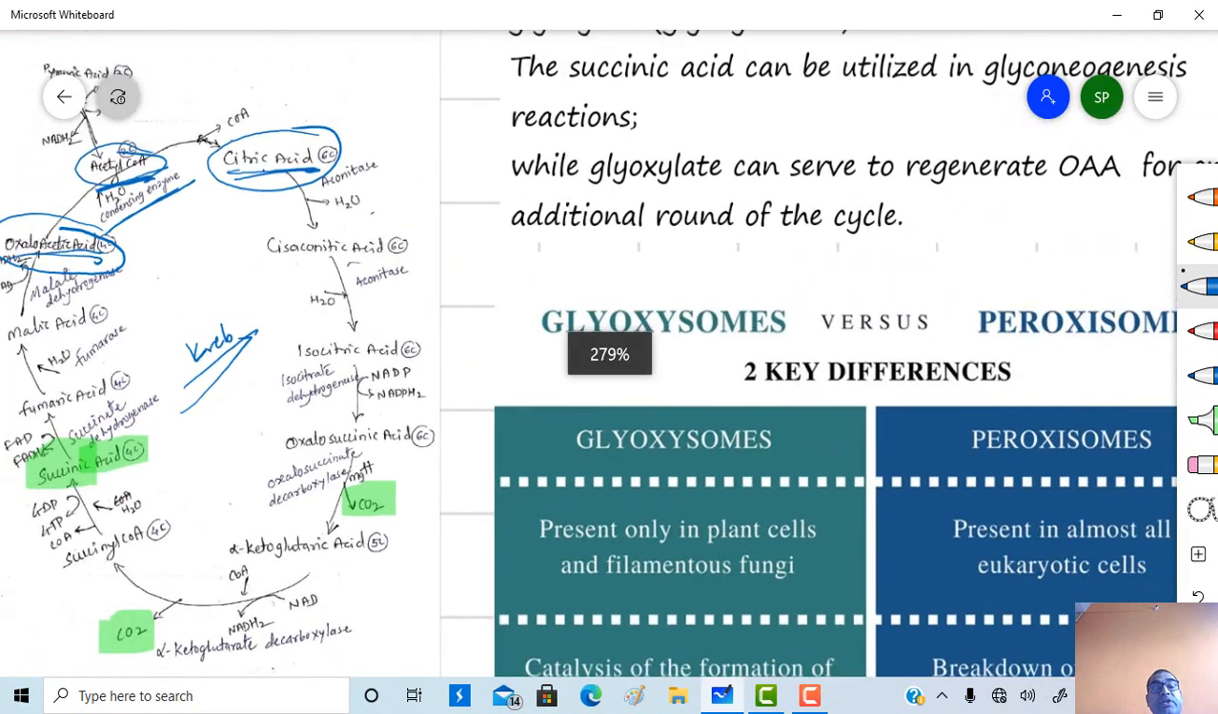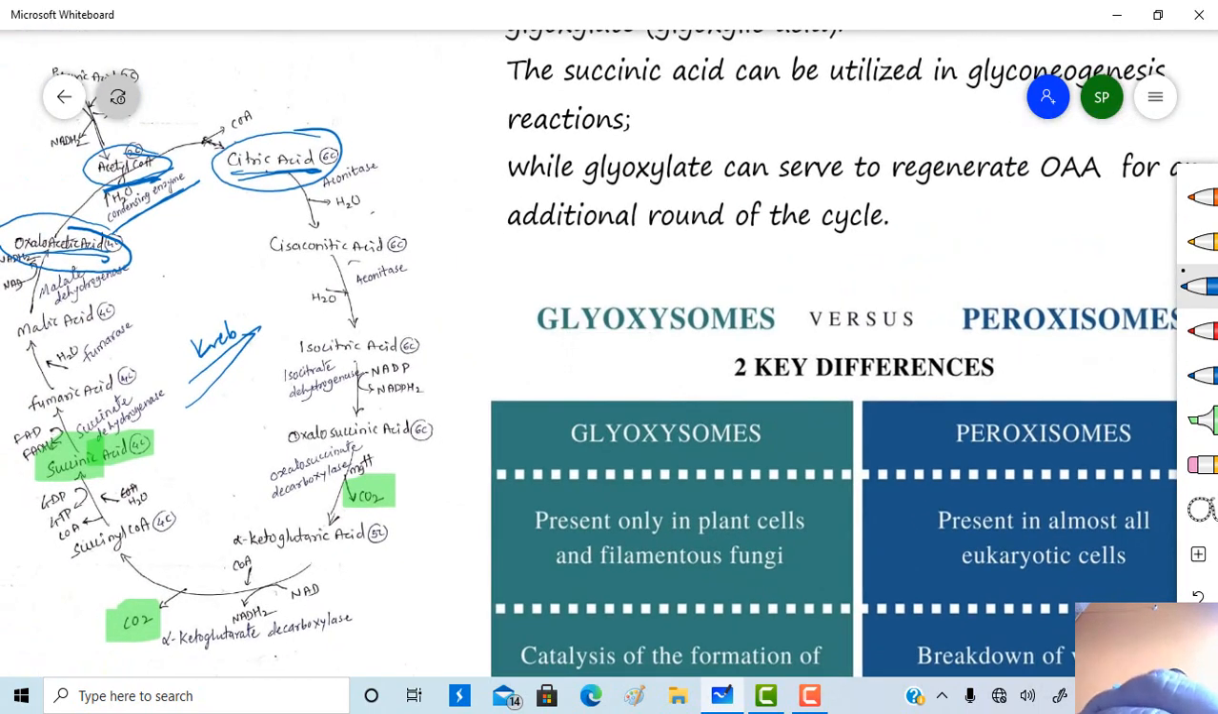If you see here, this one is a Krebs cycle. From citric acid, cis aconitic acid is produced, from this isocitric acid is produced, from isocitric acid oxalosuccinic acid is produced, from which alpha ketoglutaric acid, from alpha ketoglutaric acid to succinyl coenzyme A, and from succinyl coenzyme A succinic acid is produced.